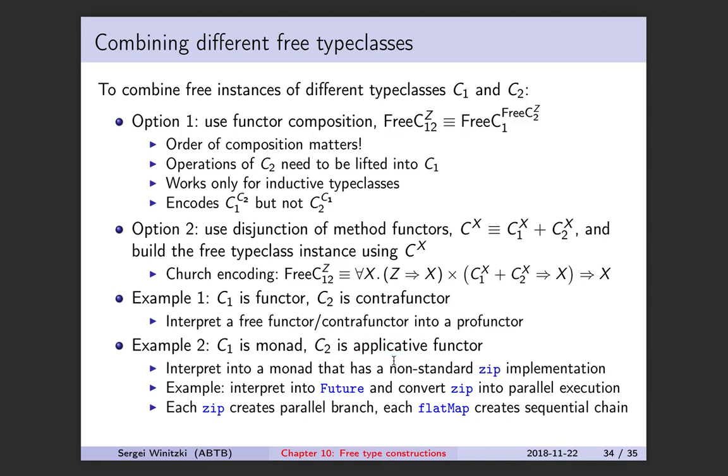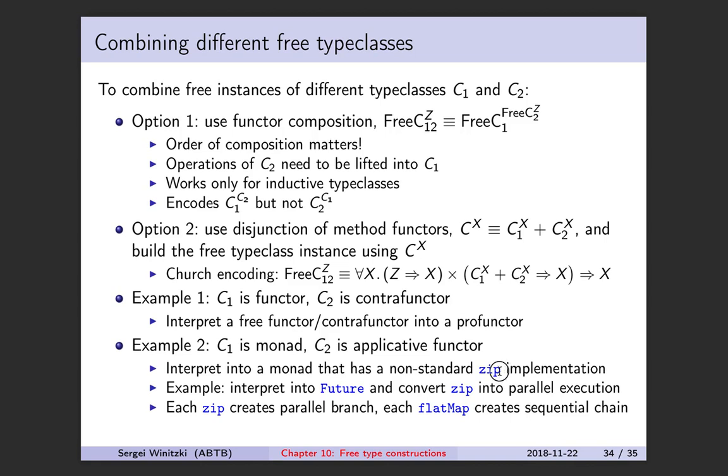Now, ordinarily, a monad also has an applicative instance. In other words, you can implement zip if you have flat map, but in some monads, there is a non-standard implementation of zip that has specific advantages.